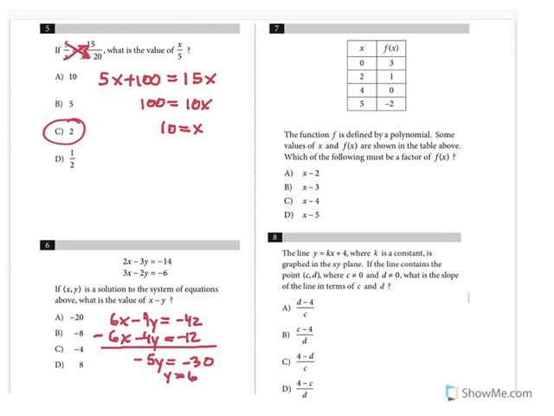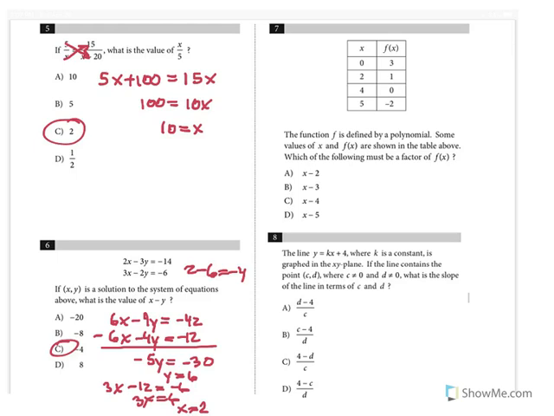Now we want to substitute y equals 6 into either one of those equations. And I'm going to do it into the second one. So I have 3x minus 12 equals negative 6, or 3x equals 6, meaning x equals 2. So x minus y is 2 minus 6, which equals negative 4. C.